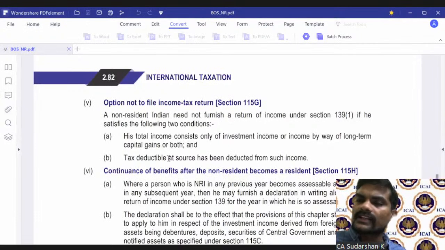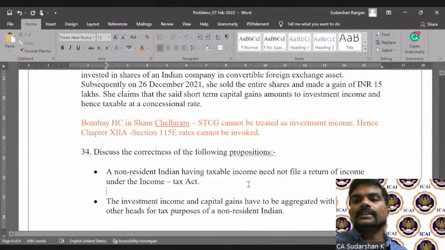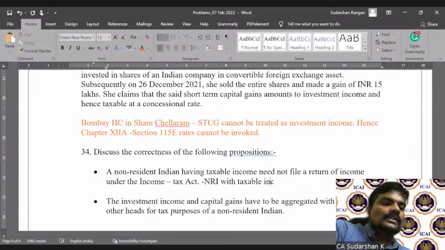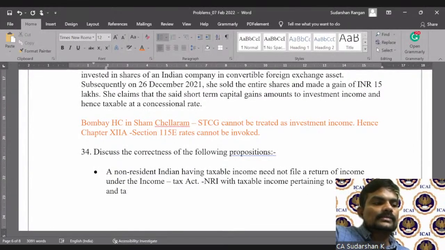So tax, be it interest, be it whatever investment income he has got, interest, dividends, or capital gains, obviously Section 195 will apply, or 194, depending upon the specified income. Normally 195. Therefore, if tax is also deducted from such income, and the income of the NRI is only investment income or income by way of long-term capital gains, then there is no need to file a tax return. So this proposition mentioned in my question seems to be very broad. A non-resident need not file. This is not the case. An NRI with taxable income pertaining specifically to 115C and tax being deducted need not file a return of income. This is coming under Section 115G.